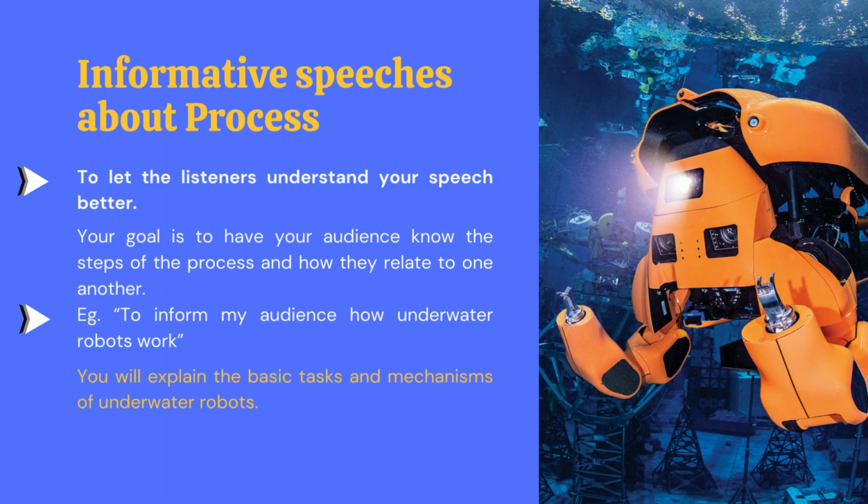Informative speeches about process, continued, to let the listener understand your speech better. When you try to deliver your speech using informative speeches about process, you have to ensure to inform and relate the steps to one another. For example, to inform my audience how underwater robots work. You will be explaining the basic tasks and mechanisms of underwater robots, not telling them how to operate underwater robots.